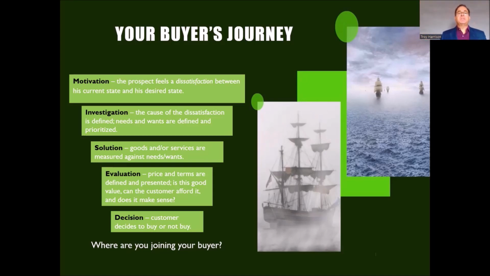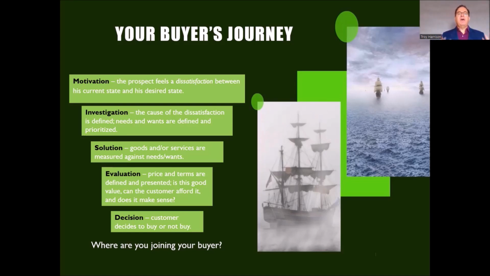The next step is solution. Now that we have defined what our needs or wants are, now that we understand what the cause of our dissatisfaction is, now we want to figure out what's available to solve that. What are the goods and services, and let's measure them against those needs and wants. I believe, anyway, that the source of my dissatisfaction is this. Here's what's available. Is this going to fix my problem? Is this going to ease my pain?